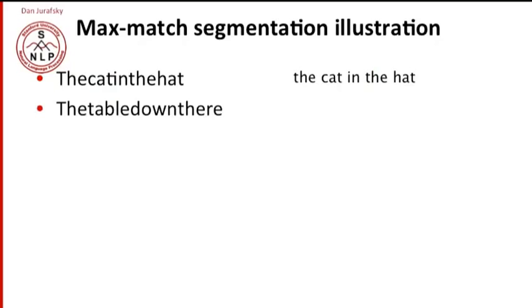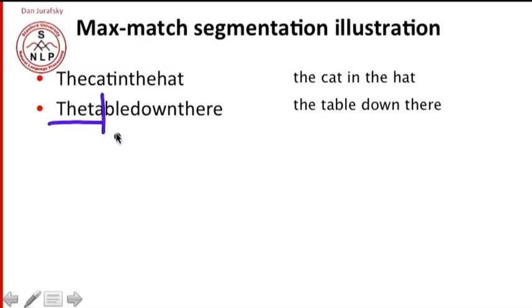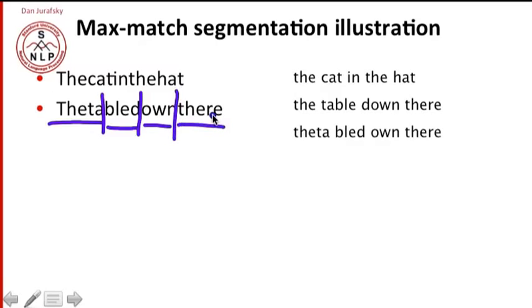We take the spaces out of the table down there. What's our max match segmentation algorithm going to do with the table down there? Think a little for yourself. You may think that what it's going to do is produce the table down there, but there's a problem. English has a lot of long words. English has the word theta for the variable, and so instead of the table down there, we're going to get theta, bled, own, there.